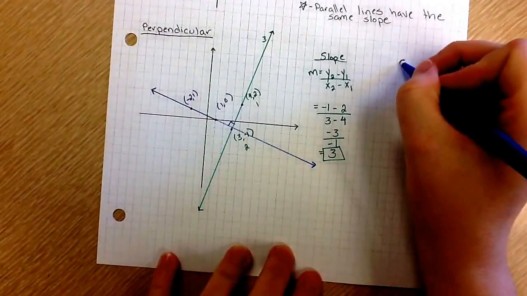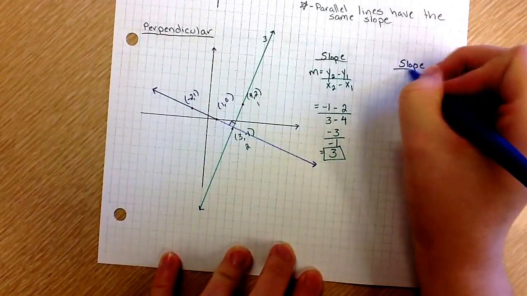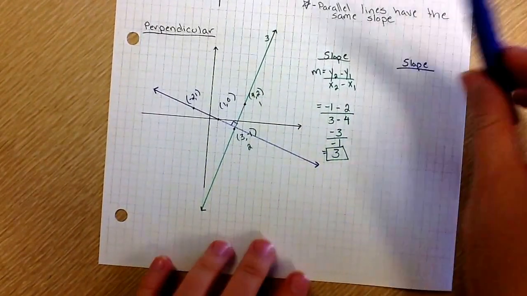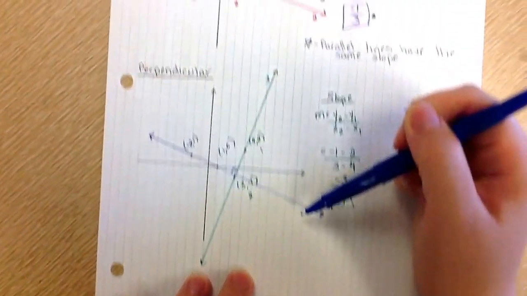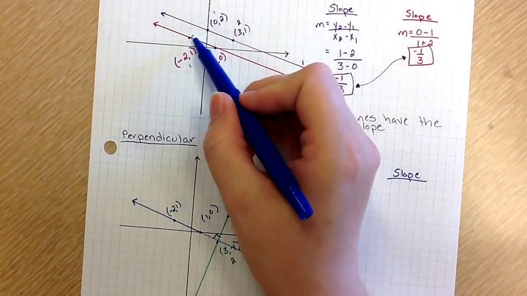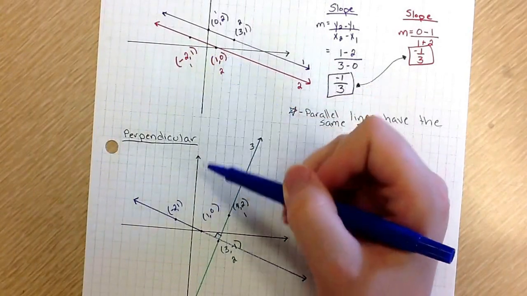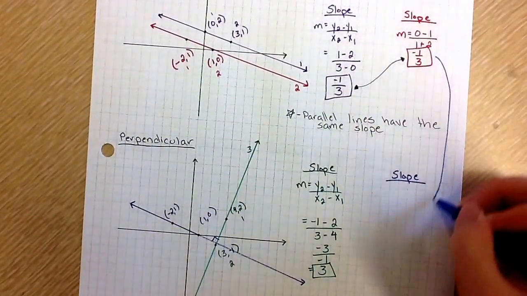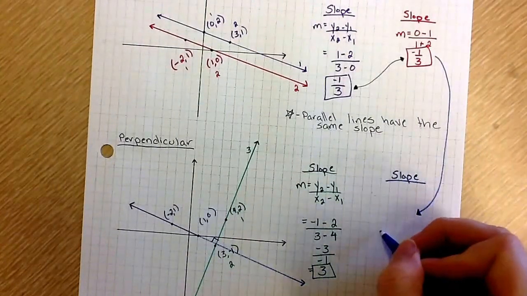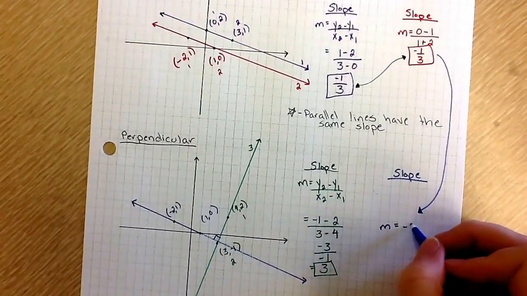Now let's look at the blue slope. Well, okay, I just noticed something. This blue line, doesn't it go through the same points as this red line? Negative 2, 1, and 1, 0. So it's going to have the same slope as this red line up here. I don't have to reinvent the wheel. Let's use the slope from before. Negative 1/3.